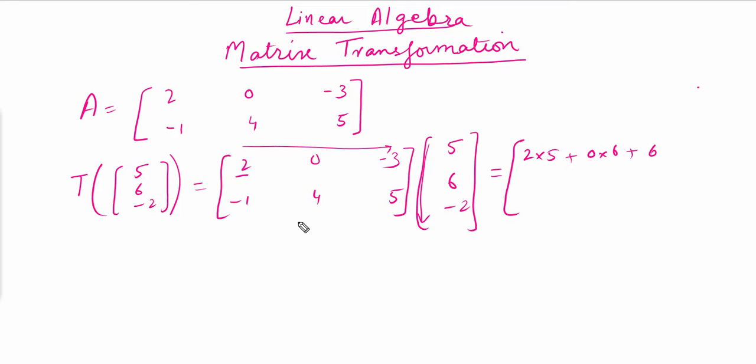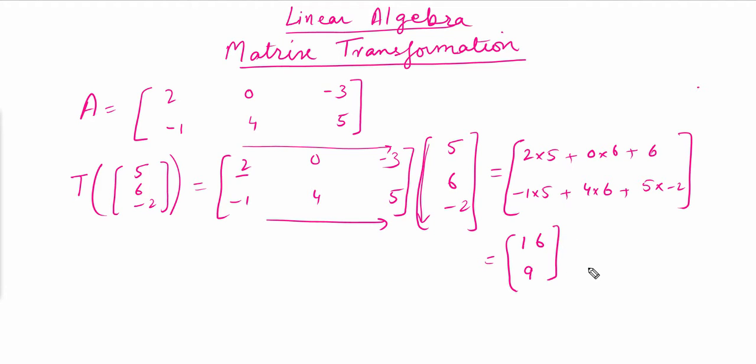Now I'll multiply this row with this column: -1 times 5 plus 4 times 6 plus 5 times -2. So the image that I will get will be 5 times 2 is 10, 10 plus 6 is 16. And from here, -1 times 5 is -5, plus 24, that is equal to 19, and 5 times -2 is -10, so my answer will be 9. So the image that we get under the transformation 5, 6, -2 will be 16 and 9.